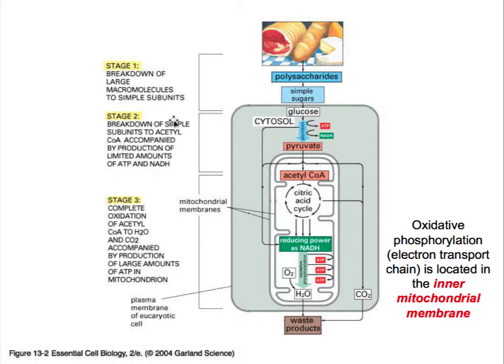So the whole process takes place both in the cytosol, outside the mitochondria, and inside mitochondria. Now, chapter 14 will allow us to then understand how oxidative phosphorylation takes place in the inner mitochondrial membrane. But again, that's going to be chapter 14. So chapter 13 stops at the production of water and carbon dioxide from the citric acid cycle.